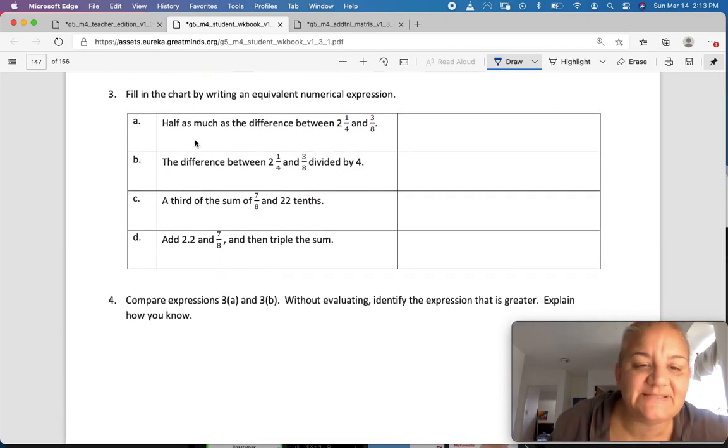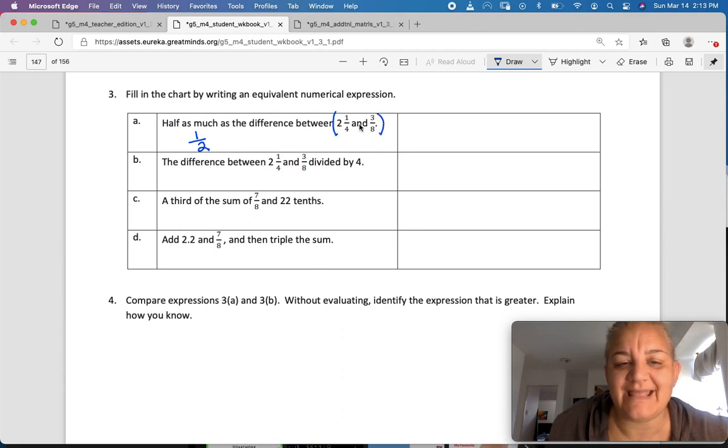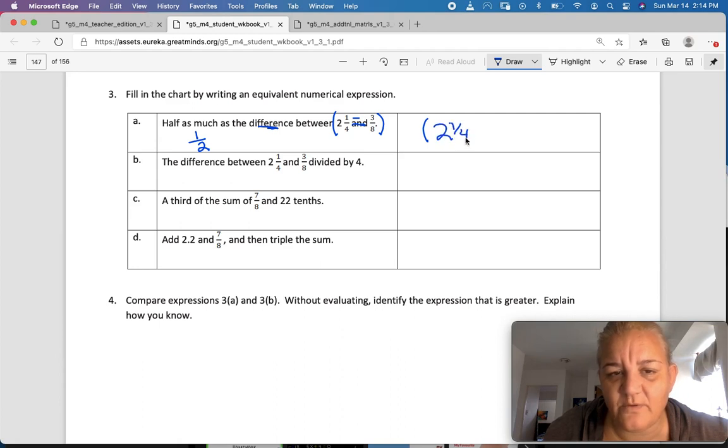Half as much as the difference between, but this isn't 'and' as in plus, it's the difference of subtraction. So half as much as, we could either divide this by 2 or multiply it by half. So 2 and 1/4. Now the difference between, subtract 3/8, half as much as, so times 1/2.